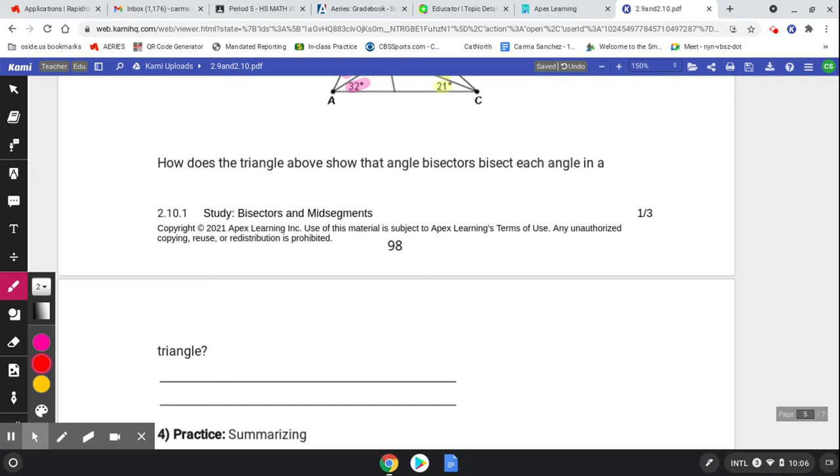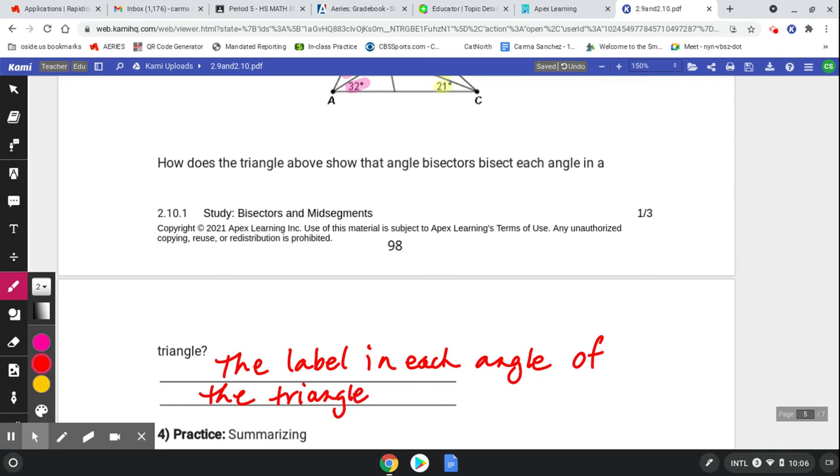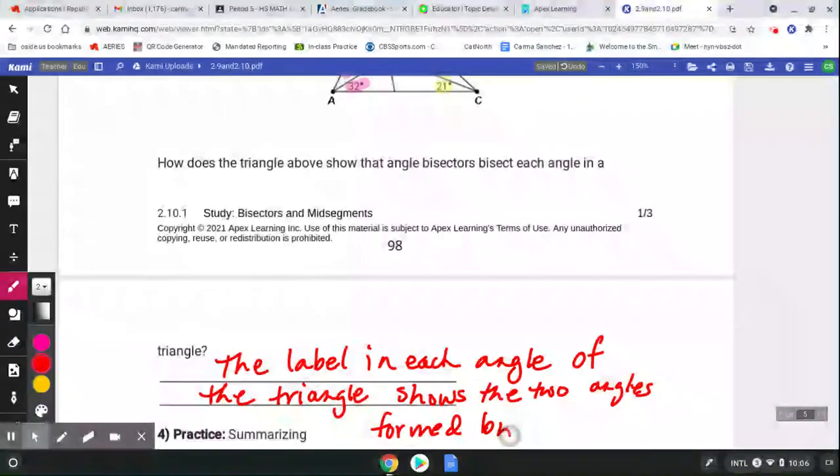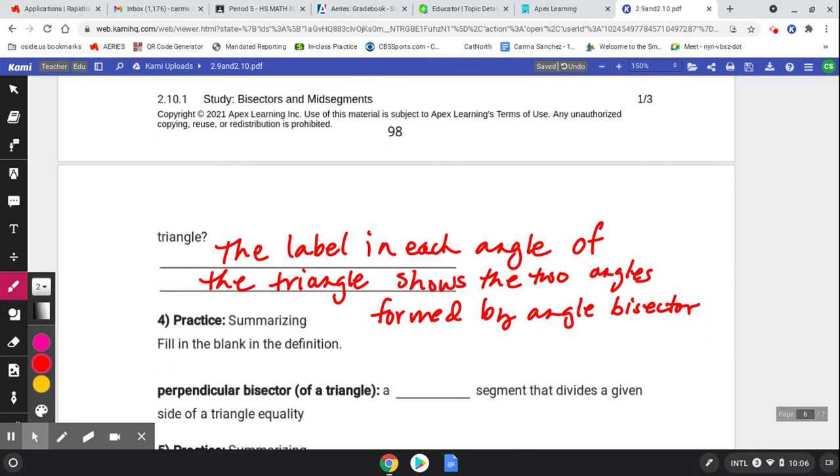The label in each angle of the triangle shows the two angles formed by the angle bisector have the same measure.